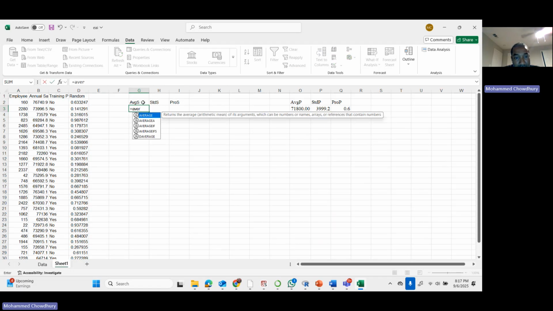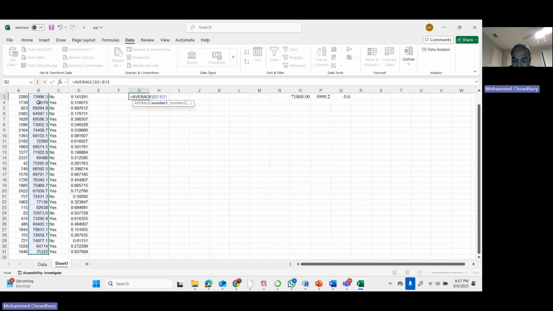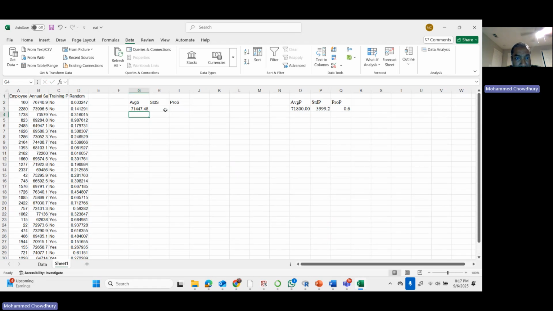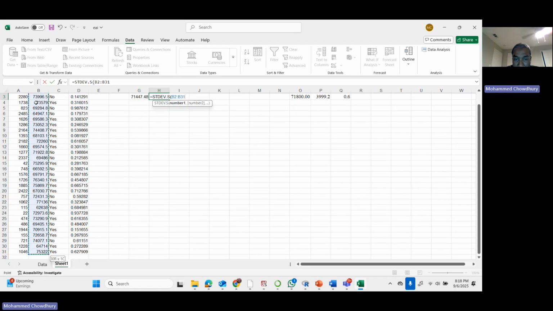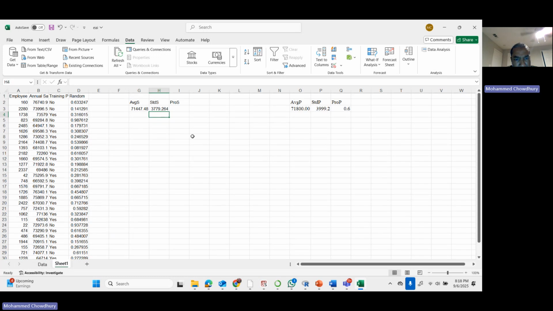If I want to do that, I have to go there and write it like this way. Then if I want to do standard deviation, if I select all the way from here to there, then this is the standard deviation.